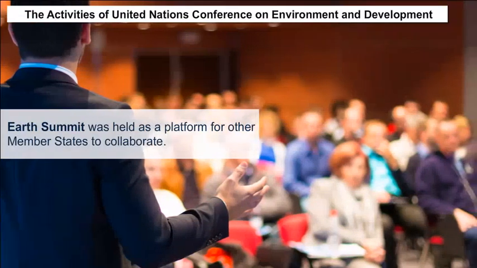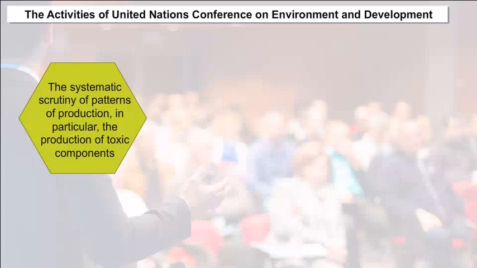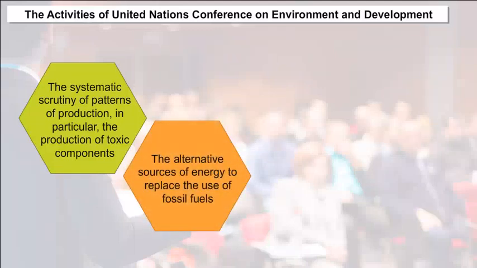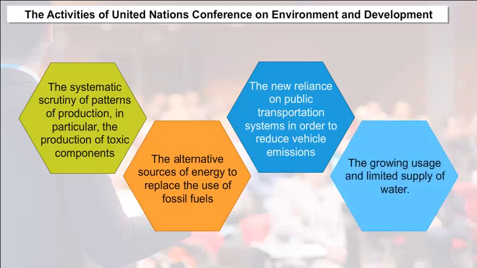The issues were discussed there as: A. The systematic scrutiny of patterns of production, in particular, the production of toxic components. B. The alternative source of energy to replace the use of fossil fuels. C. The new reliance on public transportation system in order to reduce vehicle emissions. And D. The growing usage and limited supply of water.